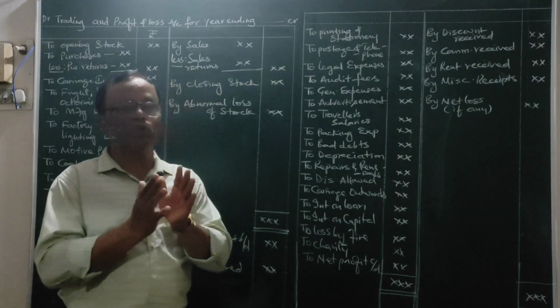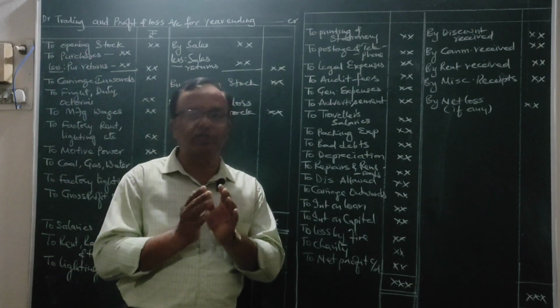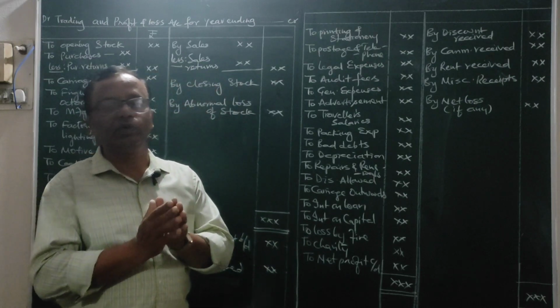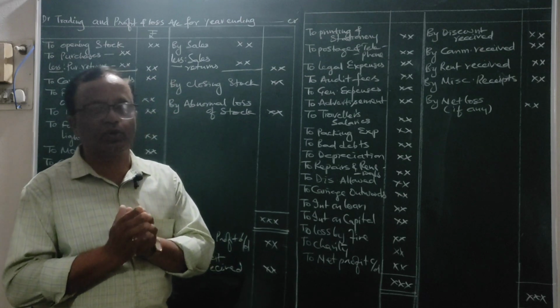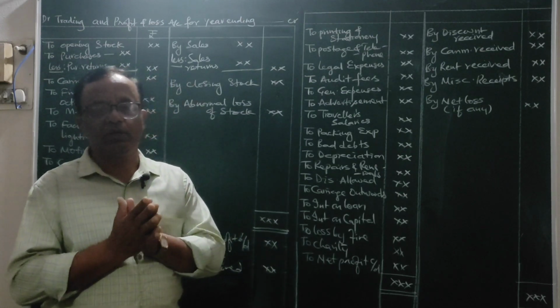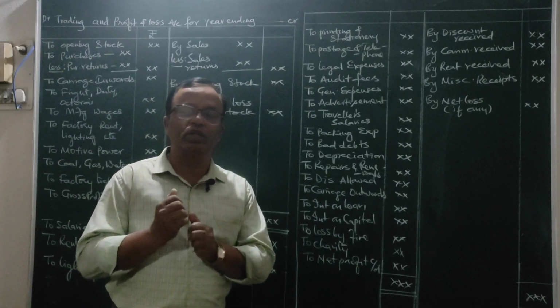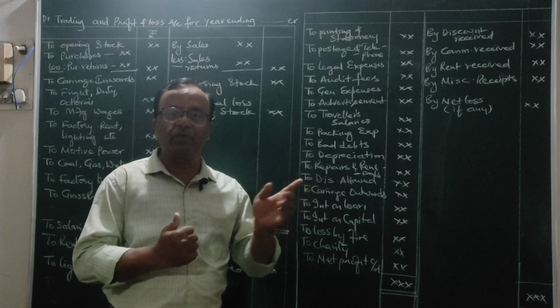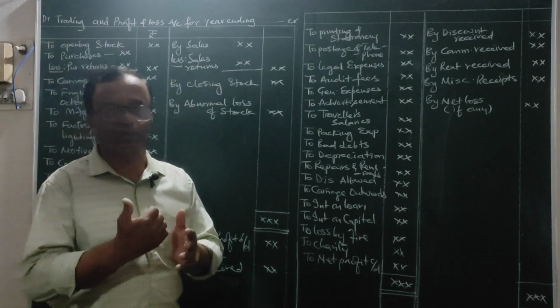These final accounts, for a trading concern, consist of a trading account, a profit and loss account and a balance sheet. The trading and profit and loss account is also called the income statement, whereas the balance sheet is also called the position statement. By preparing the trading and profit and loss account, he ascertains the profit or loss made. By preparing the balance sheet, he ascertains the financial position of the business as on a particular date.